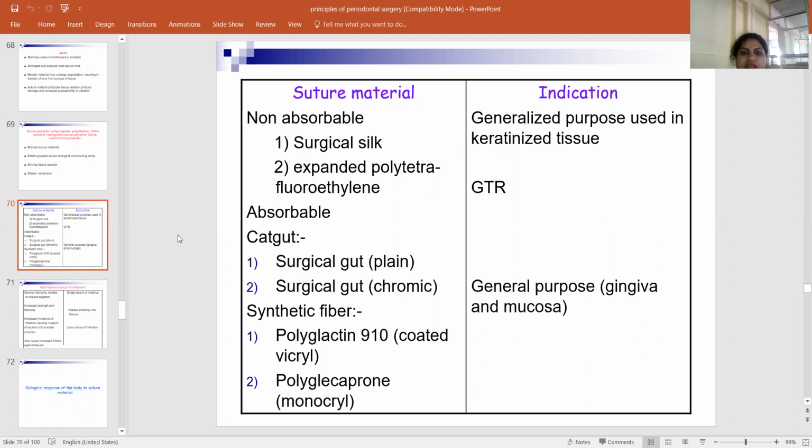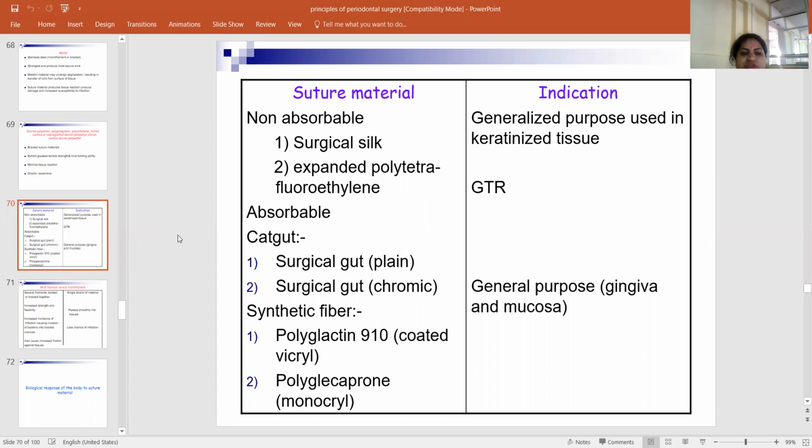Now we can see the suture material which is non-absorbable, which includes surgical silk and expanded polytetrafluoroethylene. The indication is generalized use in the keratinized tissue. So it is the oral suture and it is the most widely used suture, the surgical silk. It has the capacity for strength and it is most commonly used for all generalized suturing.